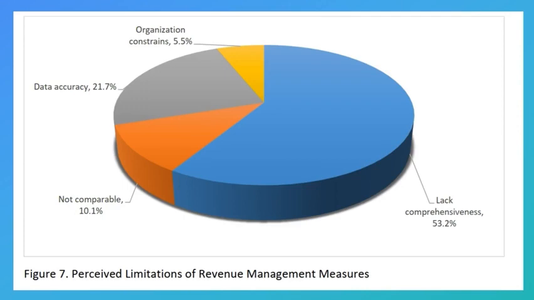And the last category is organizational constraint, with 5.5%. This one is related to some measures being complex and basically you do not have in the organization enough people that are knowledgeable and experienced decision makers.